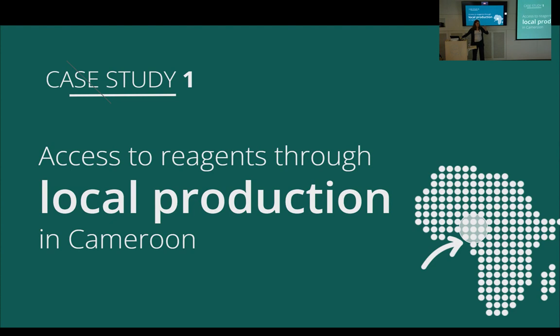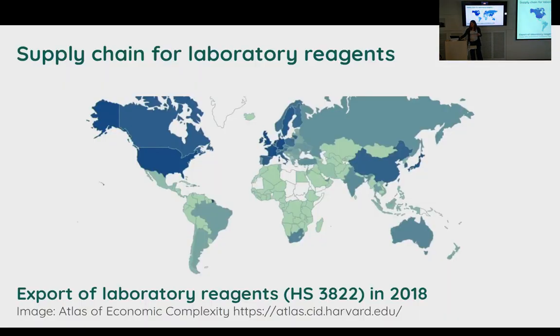So I want to give you a specific example. We've worked a lot on access to reagents through local production in Cameroon, and I'll talk you through why that project came about and the problem it's trying to address, and then some of what we've done so far in terms of building out the open source technologies, but then also thinking what the future might hold. So there is a real issue with the supply chain for laboratory reagents.